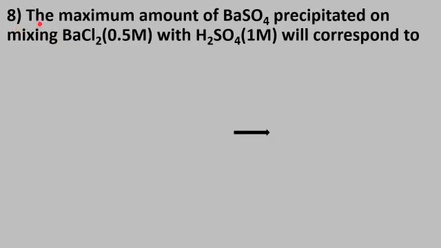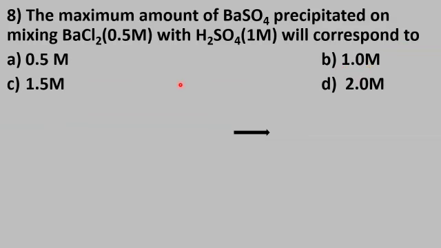Question number 8. The maximum amount of barium sulfate precipitated on mixing barium chloride of 0.5 molar with H2SO4 of 1 molar will correspond to dash. Option A 0.5 molar, B 1 molar, C 1.5 molar and D 2.0 molar.